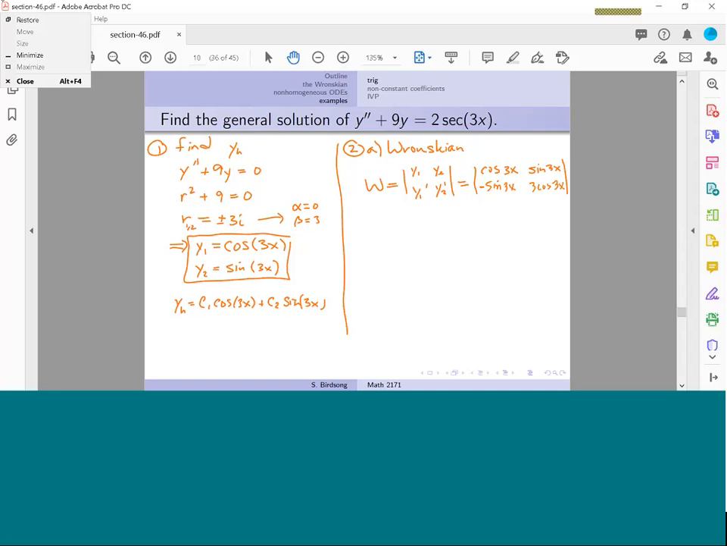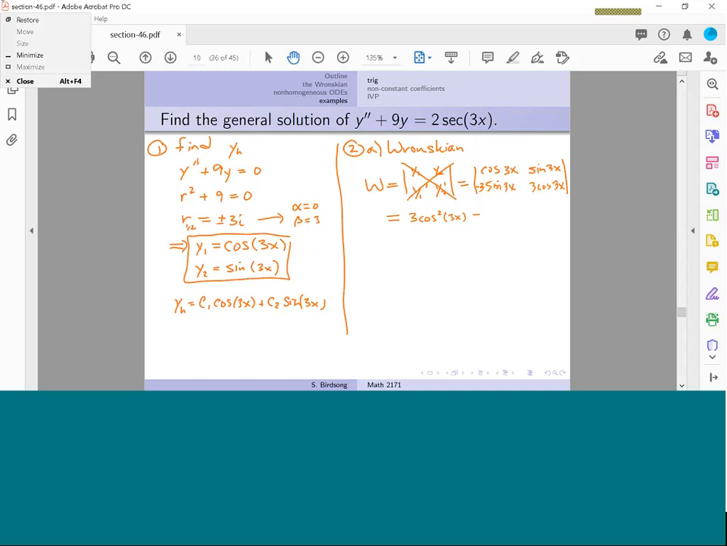So to compute the Wronskian, we're going to multiply down the diagonal. So this would be cosine times 3 cosine, or 3 cosine squared of 3x. And then we're going to subtract when we multiply up the off diagonal. So that'll be our sine and our negative sine, except I forgot something. You guys totally said it correctly. I just missed it. That derivative under cosine should have been negative 3 sine 3x. That was just me missing the 3.